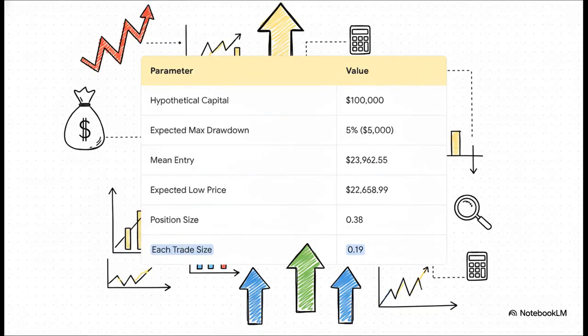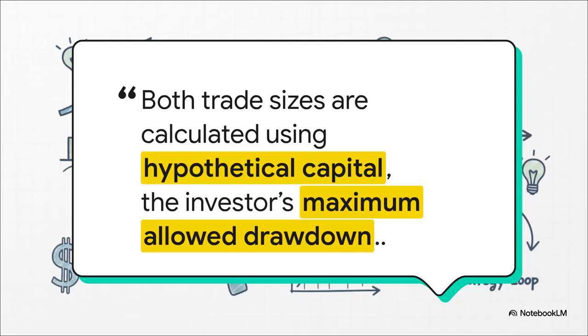This table shows us how those inputs all come together. We start with a hypothetical $100,000 in capital and say the max allowed drawdown is 5%. The system then uses the mean entry price to calculate an expected low. All of that math leads to a total position size of 0.38. But since there are two potential entries, that gets split, making each trade size 0.19. Both trade sizes are calculated using the hypothetical capital, the investor's maximum allowed drawdown, the third triangle domain percentage, the risk coefficient, and the contract size.